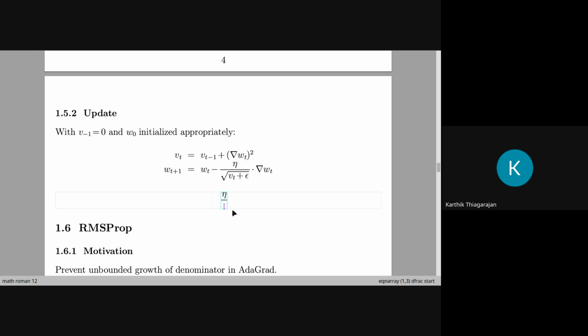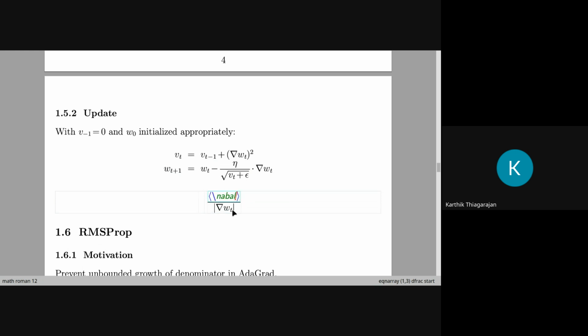the square of the gradient, right? So if you take the square root, you'll end up with the absolute value of the gradient w_t. Do you agree? If you take the square root of a square number, you will end up with this. So this is eta into this.